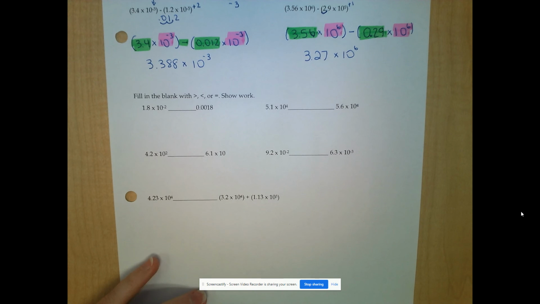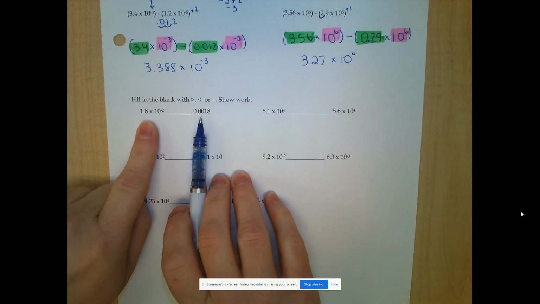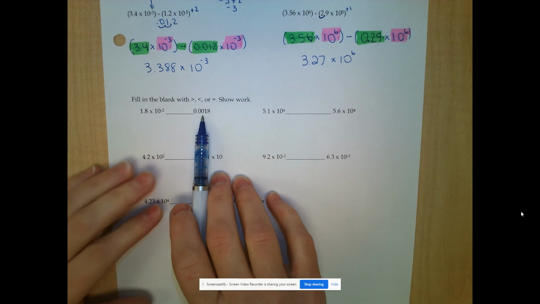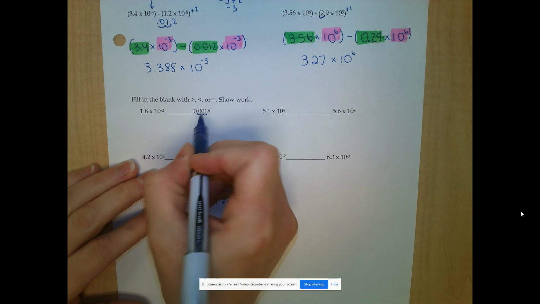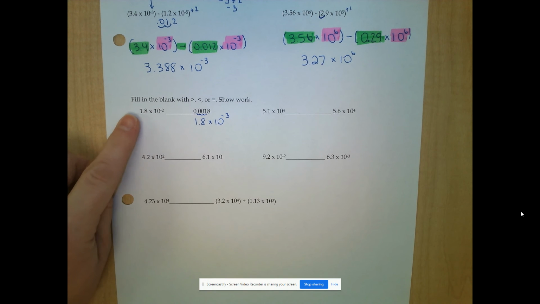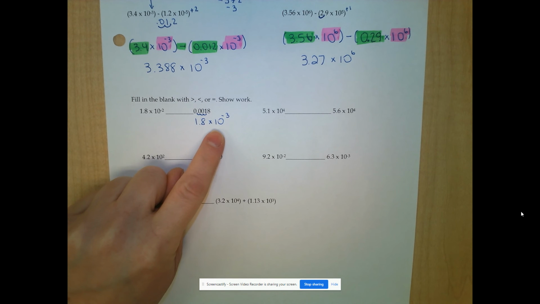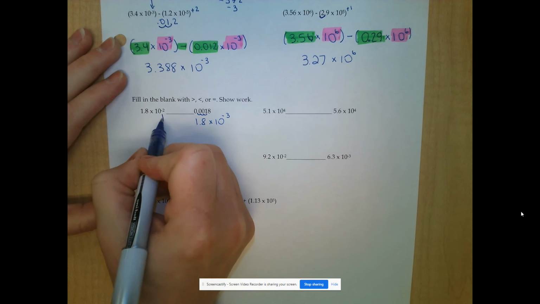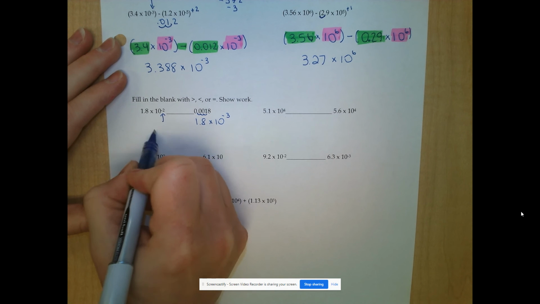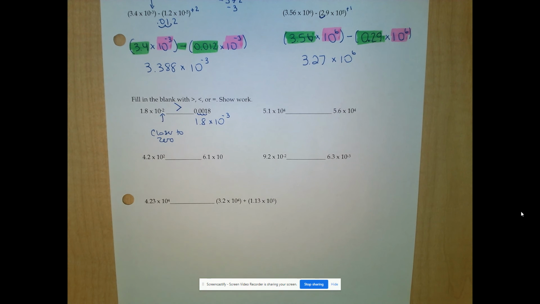The last section on here is comparing. So if I'm going to fill in the blank with a greater than, less than, or equal to, I have to have something to compare. So first of all, you want them to look similar. So either both in scientific notation or both out of scientific notation, standard form. I'm going to move this one and say 1.8 times 10 to the negative third. So I'm comparing 1.8 and 1.8, that's the same. This one is 10 to the negative second. This one is 10 to the negative third. Which one is going to be closer to 0? 10 to the negative second is going to be closer to 0, making it the larger one because they are decimals.